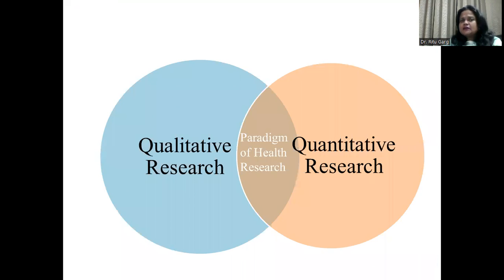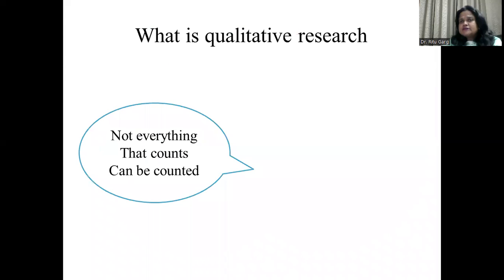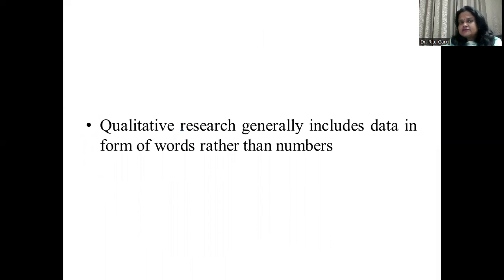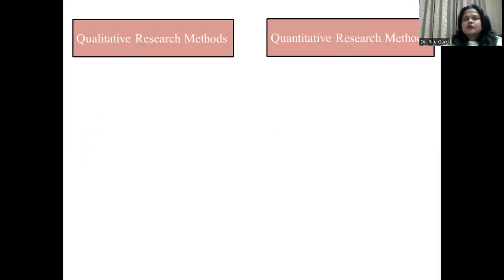In the paradigm of health research, the research methods are of two types, qualitative research and quantitative research. There is a common quote given by Albert Einstein that not everything that counts can be counted. So what is qualitative research? It generally includes data in the form of words rather than numbers.